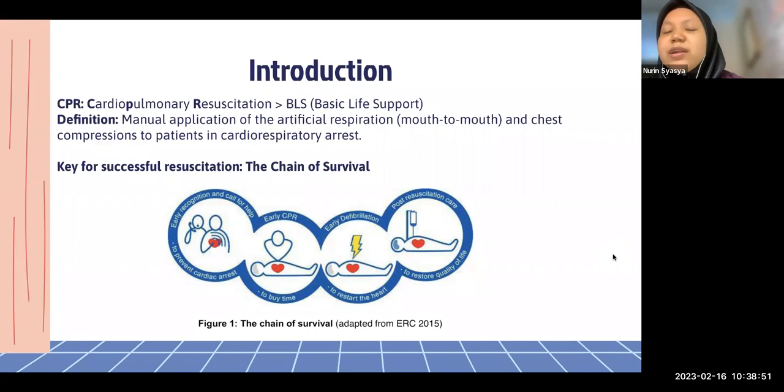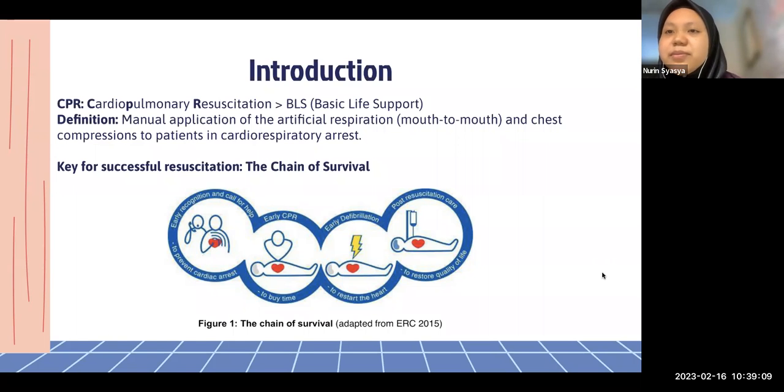The key for successful resuscitation is the chain of survival. To simplify everything, we need to recognize early so that we can do intervention early. So: recognize early and call for help, early CPR, early defibrillation.